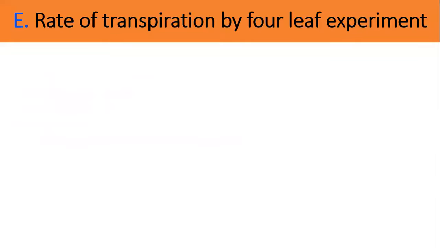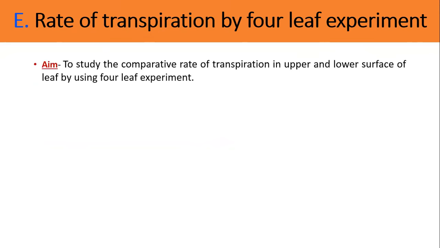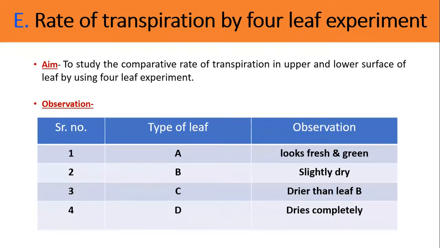The next spot that you can get is spot F, rate of transpiration by four leaf experiment. Now in this spot, four leaves will be tied and it will be shown and you have to identify. So whenever you see four leaves, just write, it is very clear, it is rate of transpiration by four leaf experiment. What do you need to write, students? You need to write the aim of the experiment. Aim is to study the comparative rate of transpiration in upper and lower surface of leaf by using four leaf experiment. What will be the observation?